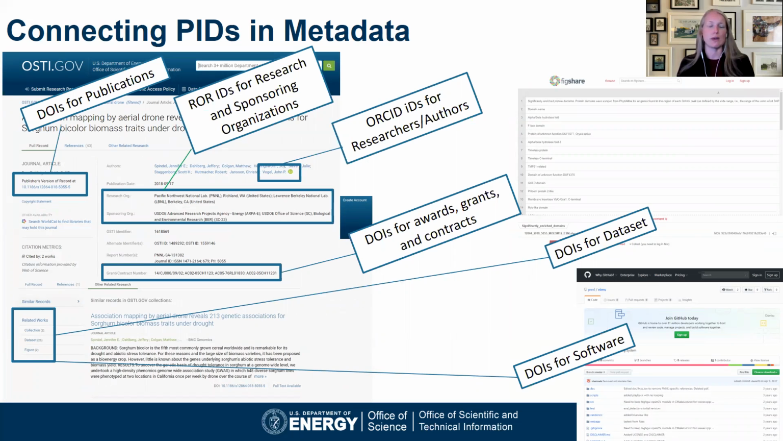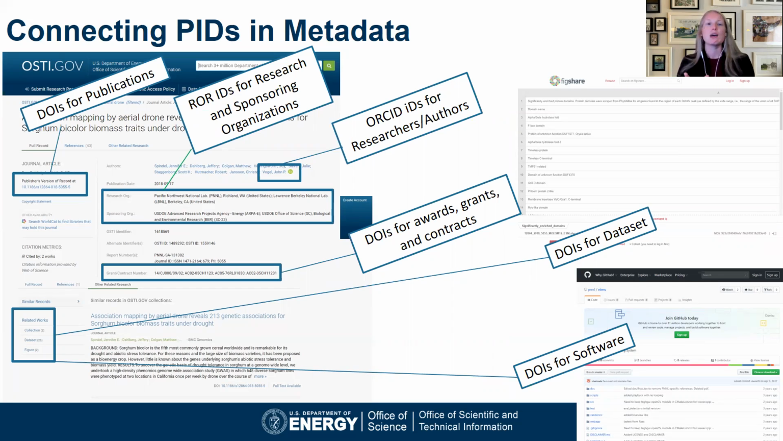So for this journal article, we have the DOI that's associated with it that was assigned by the publisher. We're working to add Research Organization Registry IDs, or ROR IDs, for the research and sponsoring organizations. We're working to add ORCID IDs for all of the authors and researchers associated with this. We want to have DOIs for the grants or award numbers instead of just these internal numbers that don't mean as much to other folks. And then this publication has associated data sets and software, and we want to make sure that we have DOIs for those.